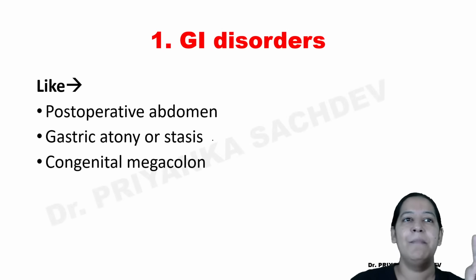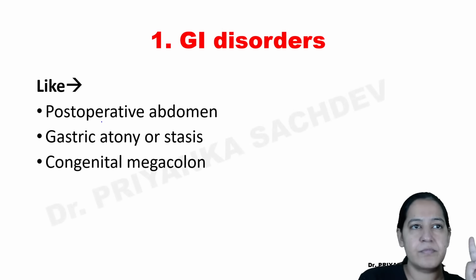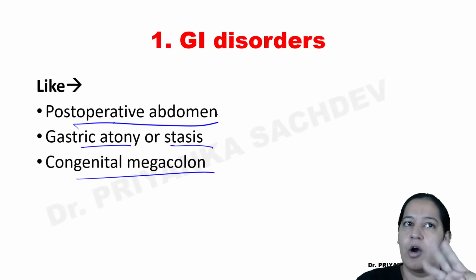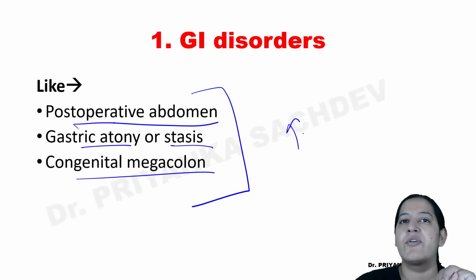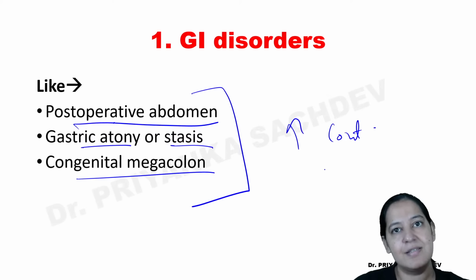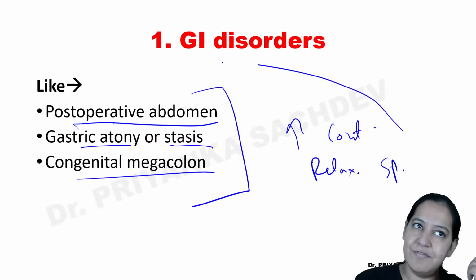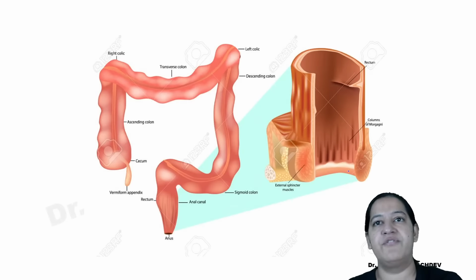So tell me what are the conditions of constipation? Post-op abdomen. After surgery, the patient presents with constipation, gastric atonia or gastric stasis, or congenital megacolon. In all these conditions, it increases the contraction causing peristalsis and it causes relaxation of the sphincter. So that is why it is useful in this GIT disorder. So the first use is GIT.